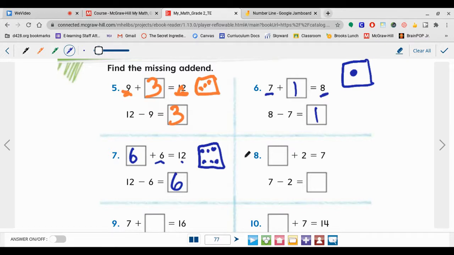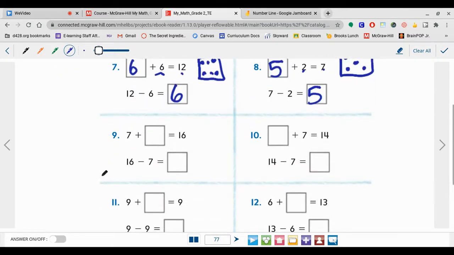For number 8, I've got blank plus 2 equals 7. All right, blank plus 2 equals 7. So I'm going to start with 2 and stop when I reach 7. So 2, 3, 4, 5, 6, 7. How many dots did I need to make? I needed to add 5 dots. So 5 plus 2 equals 7. And when we turn that into a subtraction problem, 7 minus 2 equals 5.